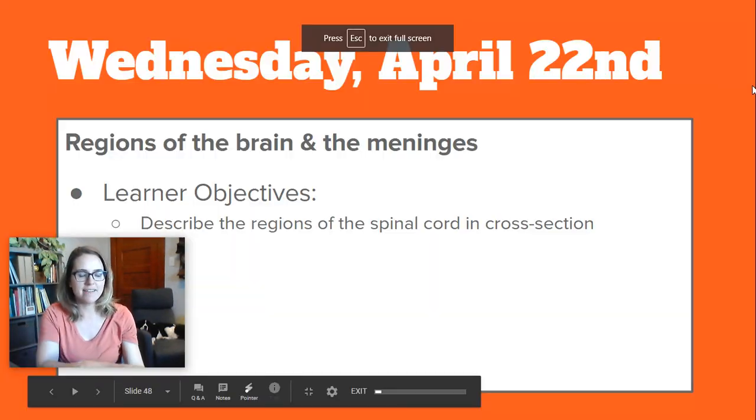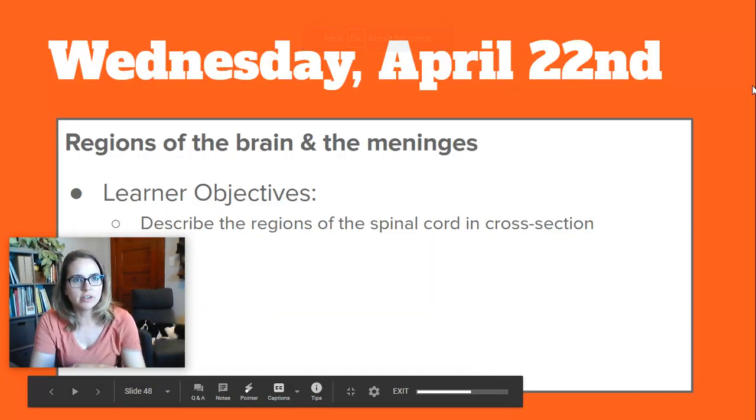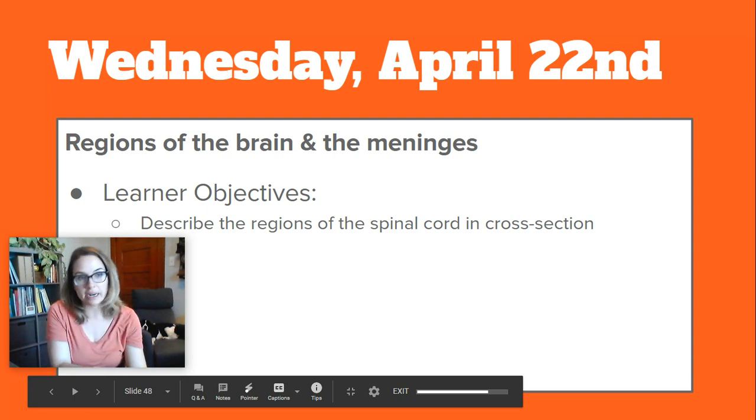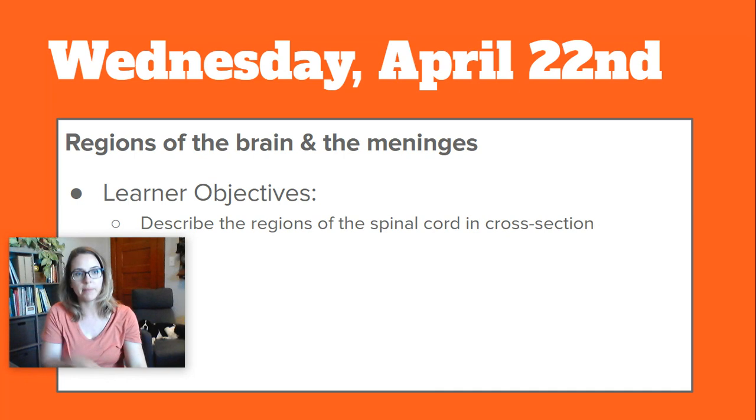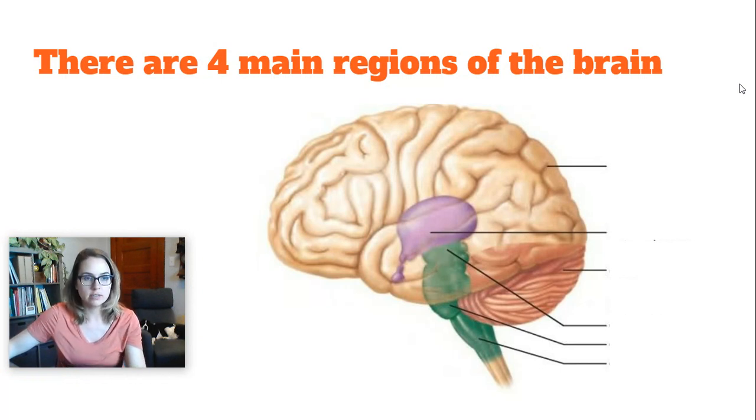Hey, anatomy and physiology. We are here today talking about the brain and the meninges, which are protective structures covering the brain. Now, there's tons to know about the brain. In general, we're just getting into the four main regions of it.